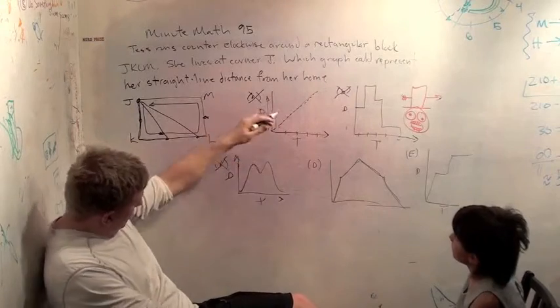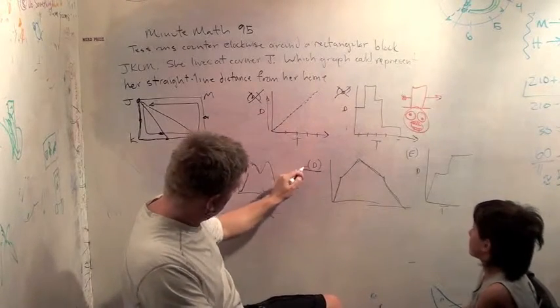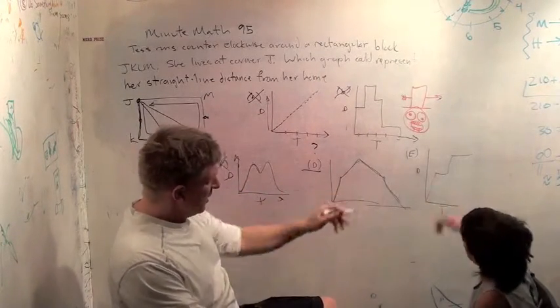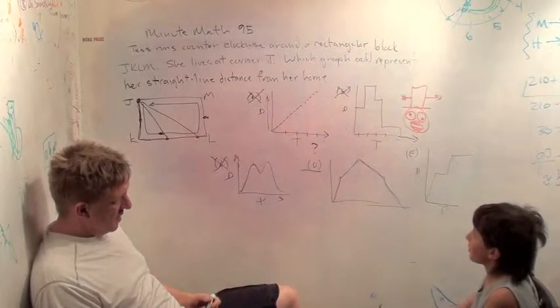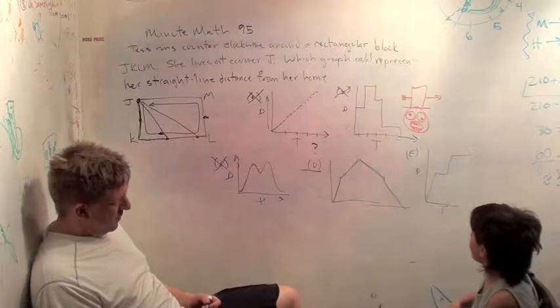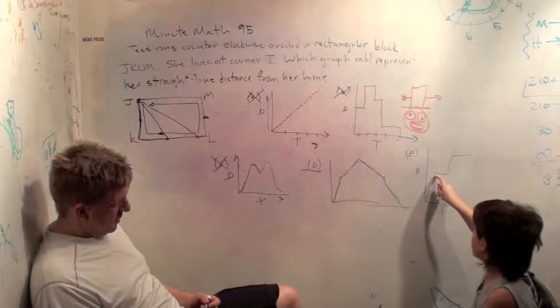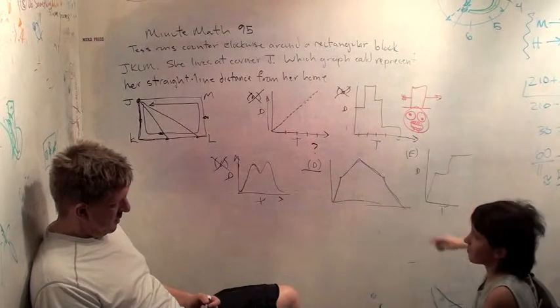So we've eliminated A, B, and C. D we're not sure about. D might actually be right. Let's talk about E. Well, E is the same kind of teleporting graph, like B. She gets farther and farther away, then she doesn't move, then she teleports.